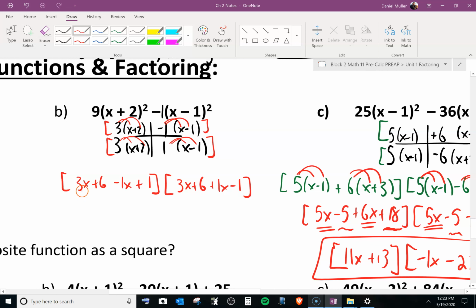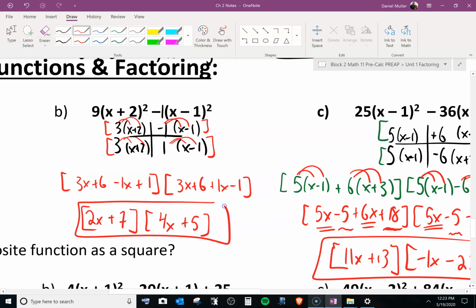Now I can combine like terms. 3x minus 1x is a 2x. 6 plus 1 is a 7. 3 plus 1 is a 4x. 6 minus 1 is a 5. So this is now considered fully factored.